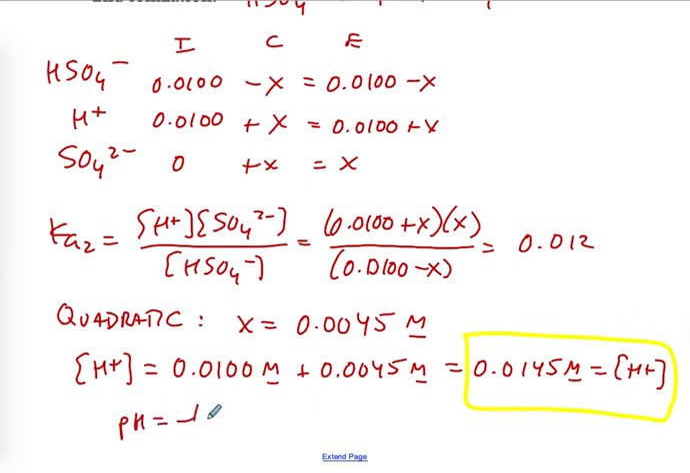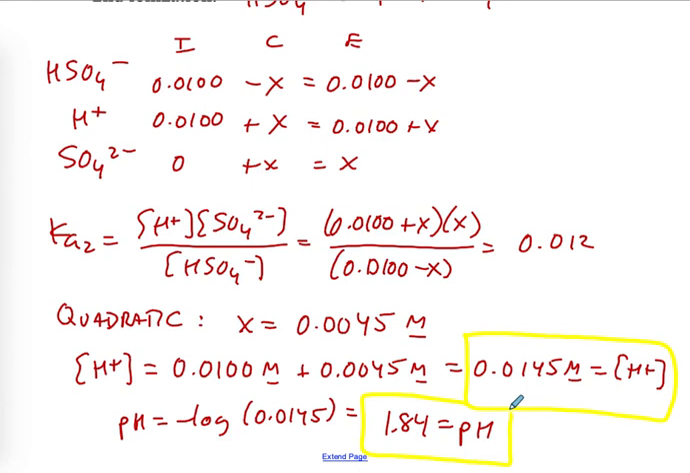The pH equals the negative base 10 logarithm of 0.0145, which is equal to 1.84 as my pH. Okay? Again, this is higher than in the previous case because we were starting with a lower initial concentration of sulfuric acid. So even though we got non-negligible amounts of hydrogen ion from both ionizations, the total concentration is still less.